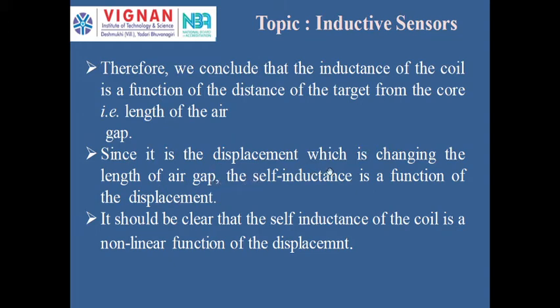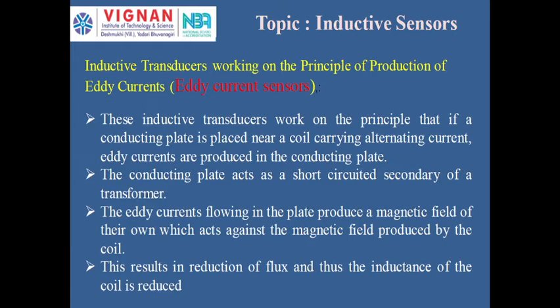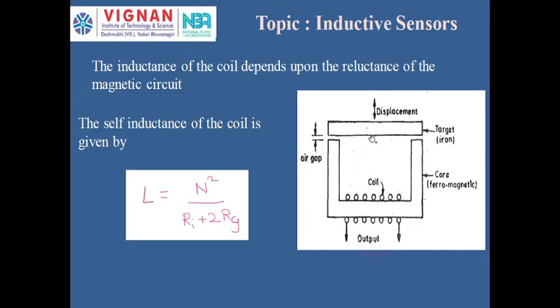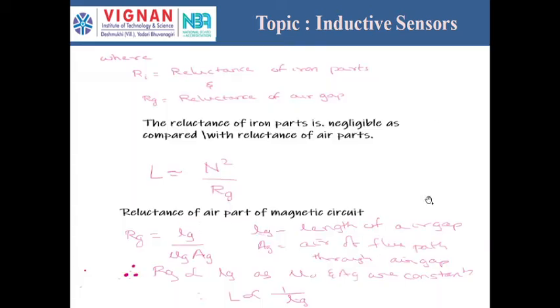So the self-inductance can be changed by changing the displacement, which changes the length of the air gap. Therefore, the self-inductance is a function of displacement. And finally, we can say that the self-inductance of the coil is a non-linear function of displacement. Why? Because it is inversely proportional. That's why it is called a non-linear function. So like that, we can measure the displacement of any object which is applied to a target by using this variable reluctance type transducer.